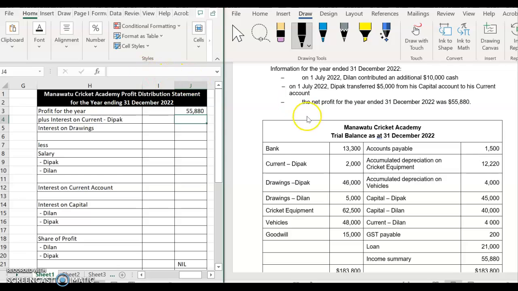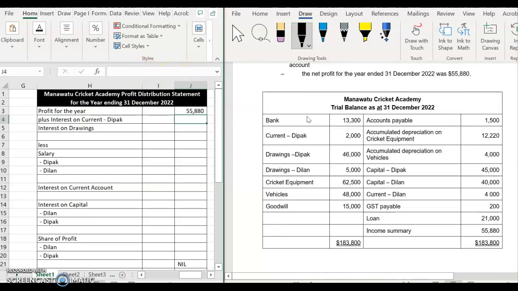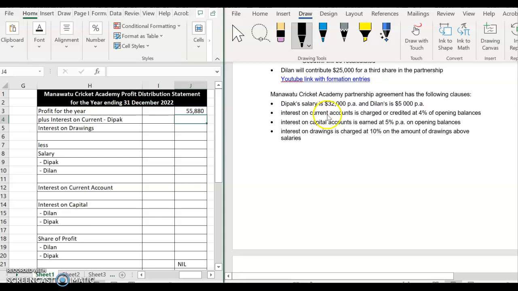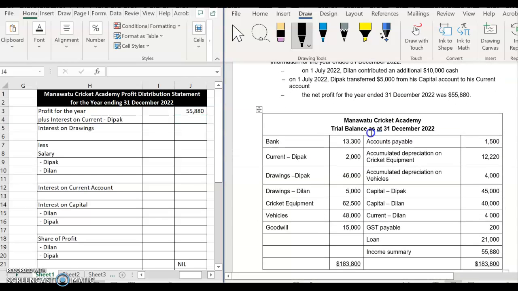And that figure, according to this, is 4% of opening balances. So equals 4% times, and the opening balance is 2,000.